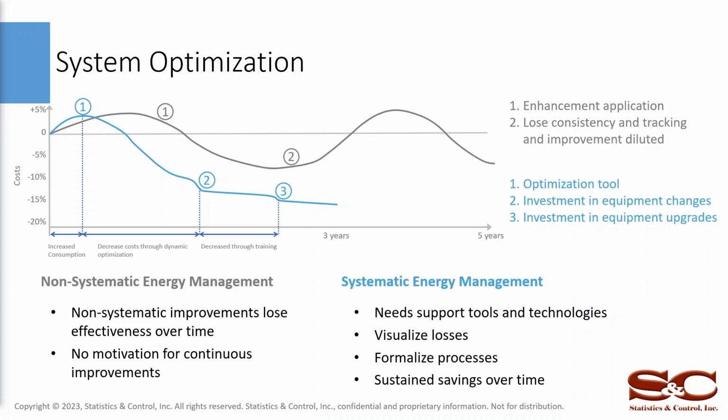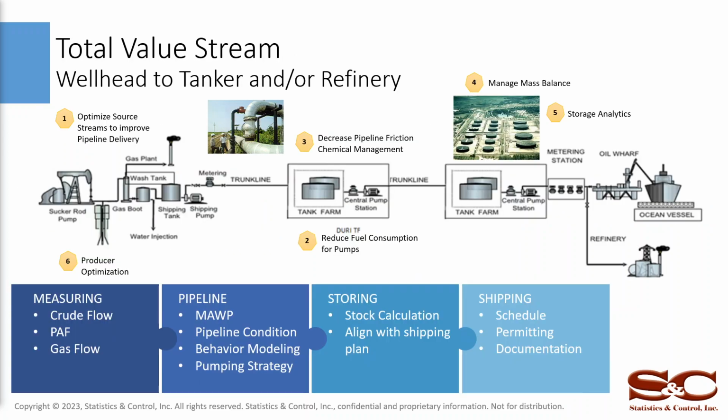Whereas if we start looking at the entire approach and systematically split it into different levels of, okay, let's visualize the losses, let's formalize a process, then you start really getting those sustained savings over time. The whole idea is to have that total value stream from wellhead to tanker or refinery, and to be able to view those virtual measurements, not have to light up your entire field like a Christmas tree, and be able to know what's going on between point A and point B in your system. Having more of that actionable information can help with maintaining and optimizing the system.